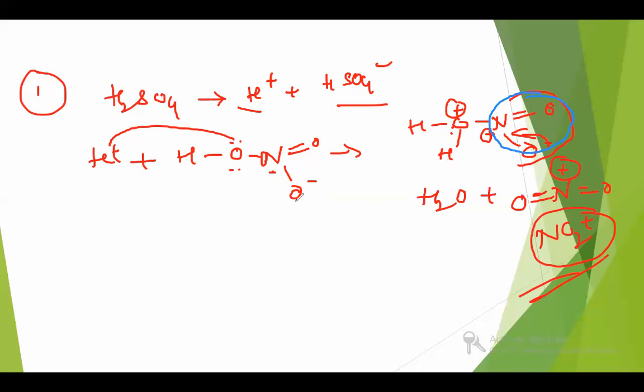I'll erase this so you can see clearly, and now I'll write. Second, the electrophile attacks the benzene ring to form the intermediate carbocation. In the second step, NO2 plus and C6H6, benzene. C6H6, right?